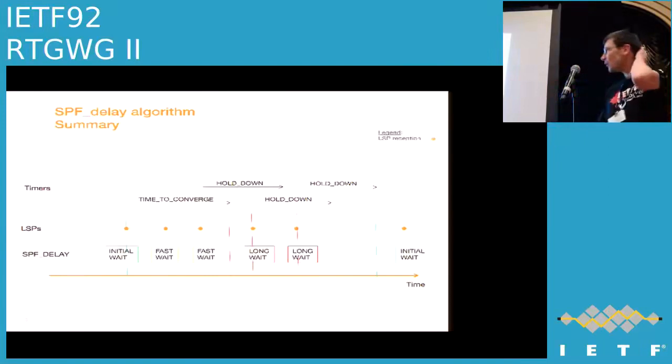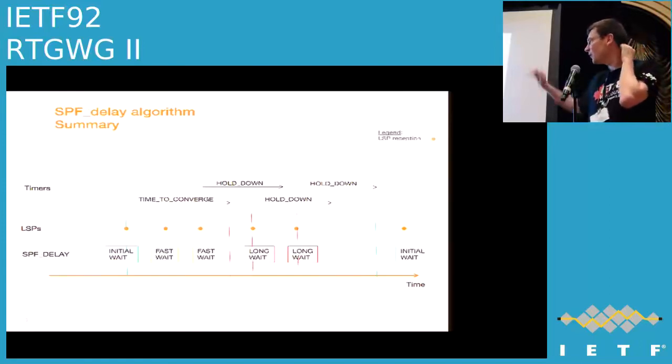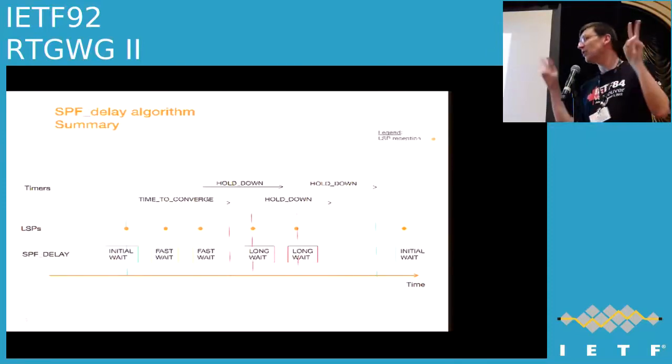So here you have a summary. From left to right, you have the time. At the top, you have the timers involved. Second line is the LSPs or LSAs, or IGP events, as we call them. On the bottom, we have the SPF delay value which is used.